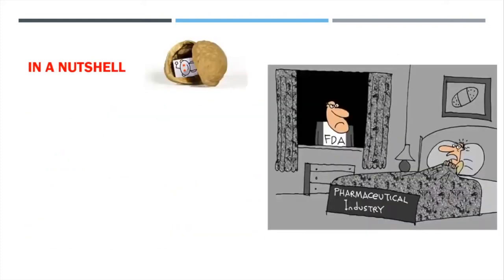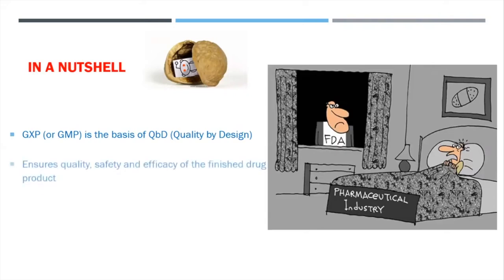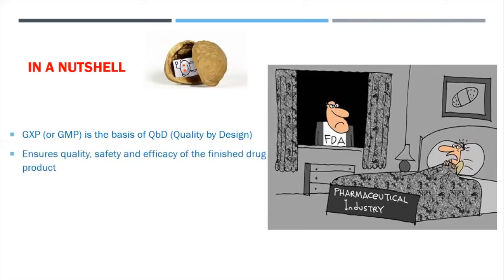Okay, in a nutshell, this is the basis of quality by design. This is what GMP or GXP, GDP, GLP, everything is GXP, does: it ensures quality, safety, and efficacy of the finished drug product. Keeps the facility audit ready all the time. FDA can raid anytime in the USA. Dr. Omarad will endorse that. But in other countries, they do have to give a prior notification.